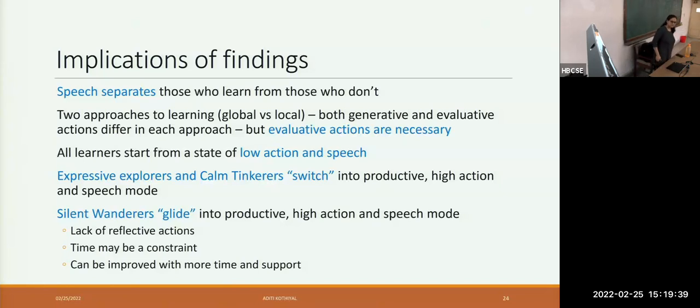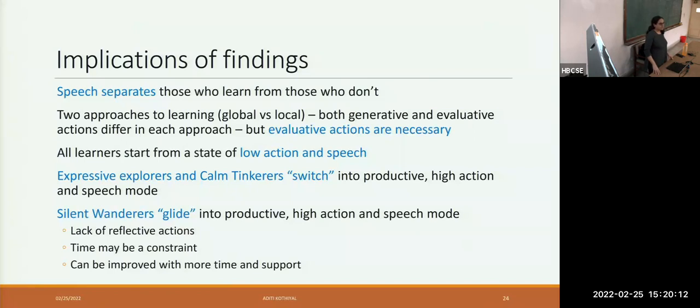Yes. So how much of these characterizations are you ascribing to the task, and how much are you ascribing to the students? So are you saying that, okay, silent wanderers, is it a characterization of the students, or a characterization of the activity, or a mix of both? This is not a judgment on them as learners. It's just a characterization of their activity within that learning environment.